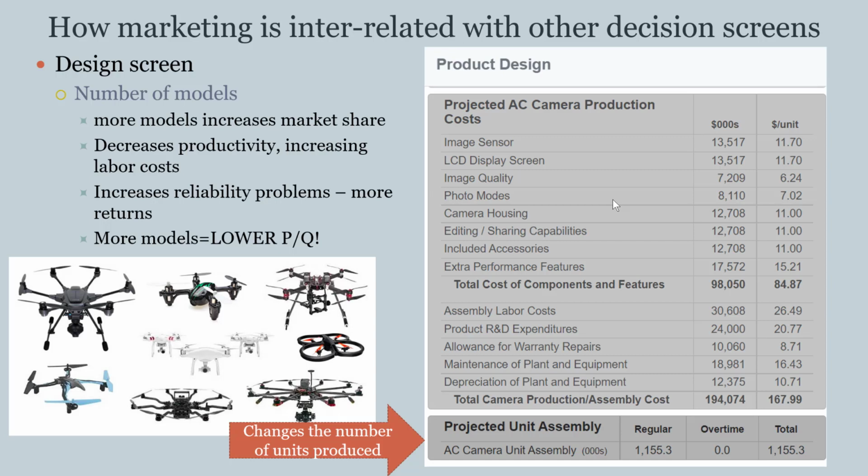So you'll see that if you look at the design screen, it's going to tell you the projected unit assembly. So when you change the number of models, you'll see those numbers down there change. And you'll be able to quickly assess what the impact will be. If that impact does not look good, then you need to go to the compensation and facility screen and see if you can find a way of increasing productivity.